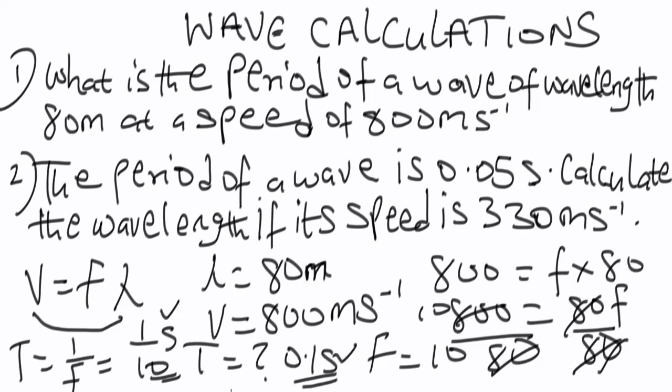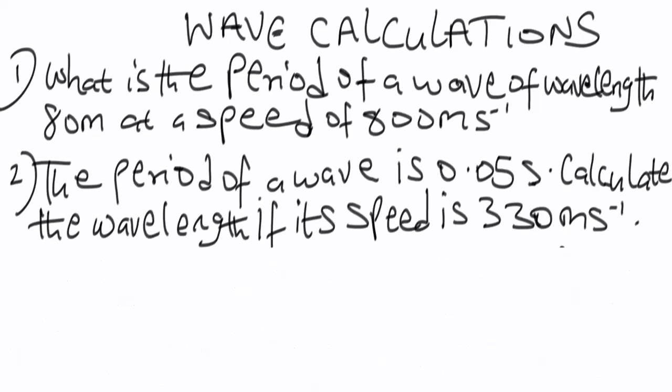Let's look at question 2 and solve it together. Let me wipe below. Okay, so question 2 says a period of a wave is 0.05 seconds. Calculate the wavelength if its speed is 330 meters per second. Okay, so let's get the parameters. We have the period of time to be 0.05 seconds. We have the velocity to be 330 meters per second.